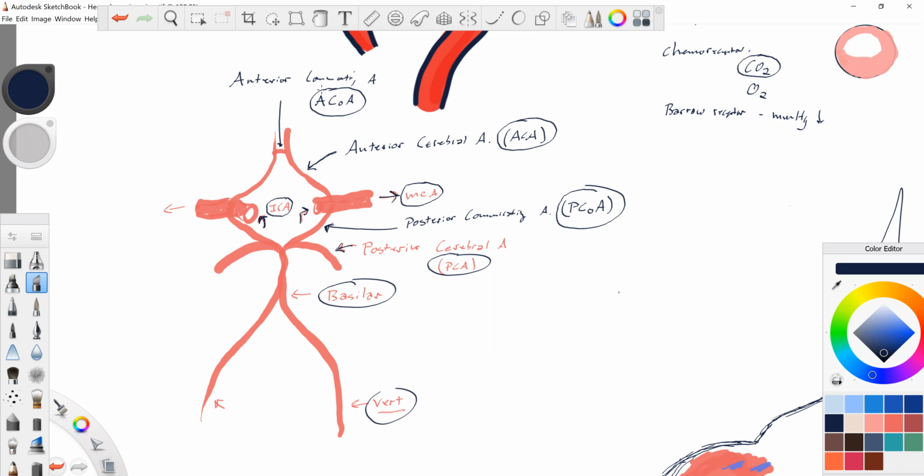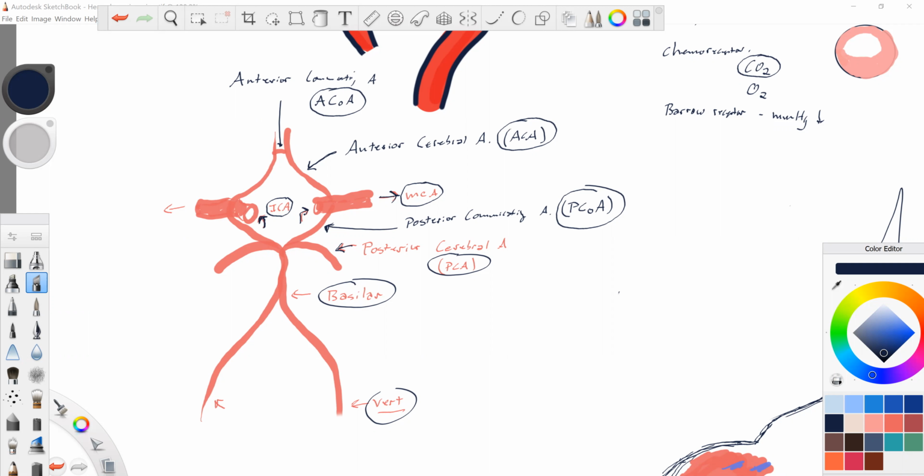Cool. And of course, the circle of Willis is why some people with major arterial problems still survive, because it's designed as a fail-safe.